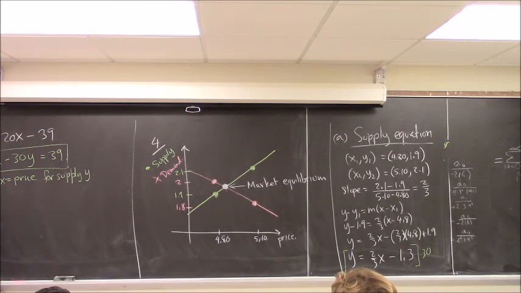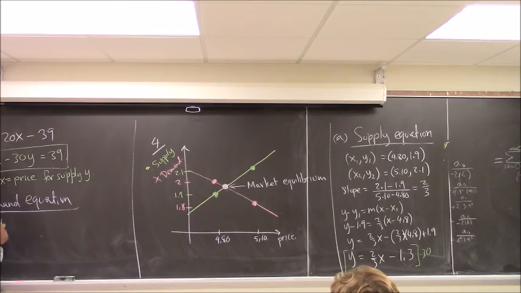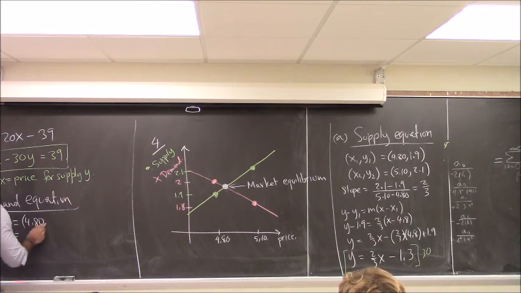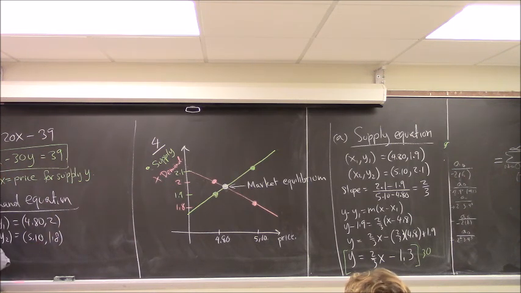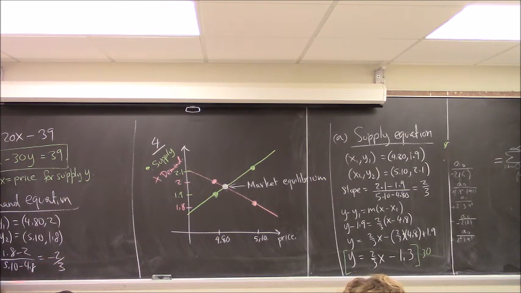For B, I'm going to do something very similar. Set my x1, y1, my x2, y2. So at 480, the demand is 2. And at 510, the demand is 1.8. So your slope m is going to be y2 minus y1 over x2 minus x1. What was that? Negative 2/3? Okay.